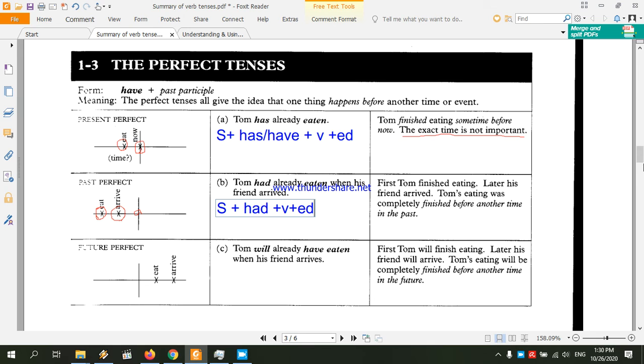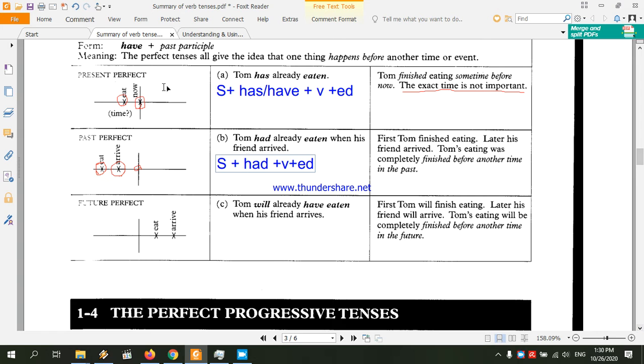Next, let's talk about the future perfect. Let me get the pencil. As I was saying, it's the same as the rest of the perfect tenses. However, we use the future perfect to talk about events that are going to happen in the future. So, we use the future perfect to talk about certain events that will be complete or will be finished before another certain event or action.